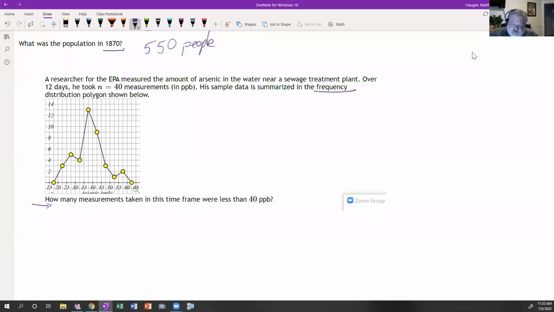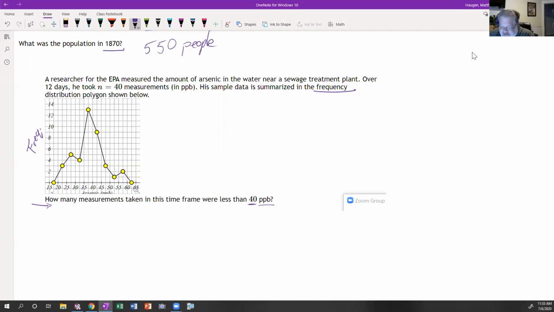So frequency distribution polygon does tell us that this, like everything else we've been working with, that scale is our frequency. And we're asked how many measurements taken in this time frame were less than 40 ppb. Anybody know what ppb stands for? Do we need to know what it stands for to do this question?